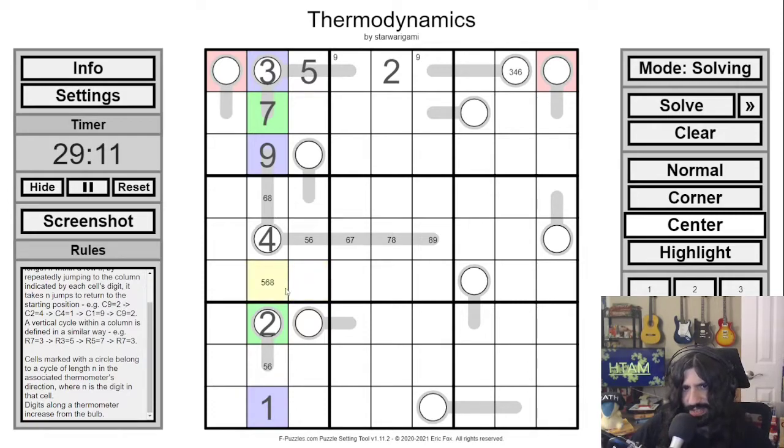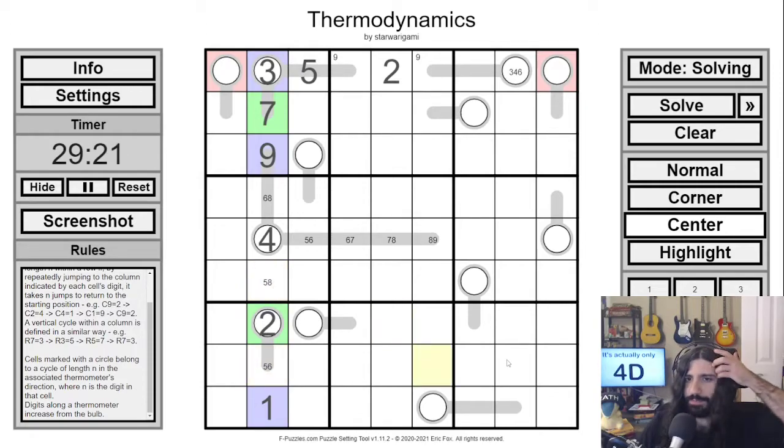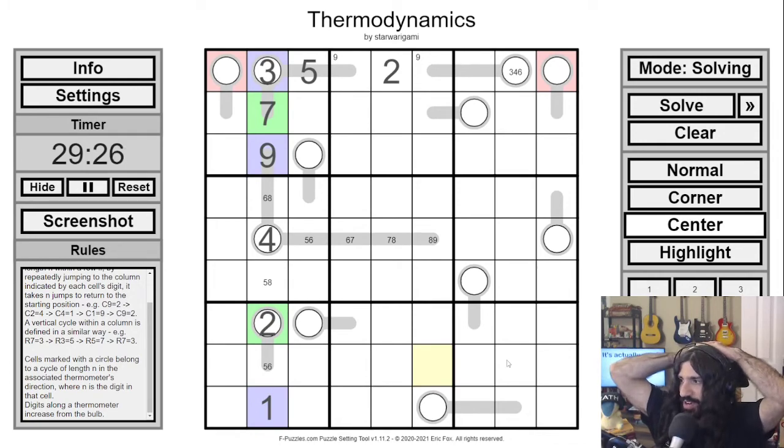Can it be a 6? It can't be a 6, because that would point to itself. Can it be an 8? 4, 6, 8, 5? Yes. Okay, so there we go. That's what we got going on there. Okay, lots of progress. Lots of progress. Fantastic.